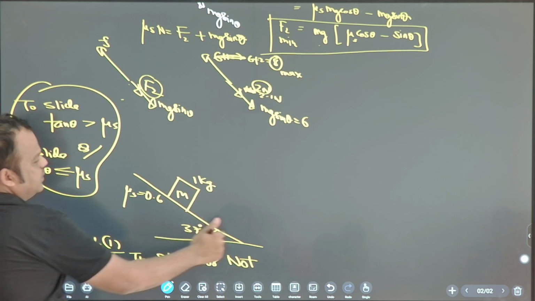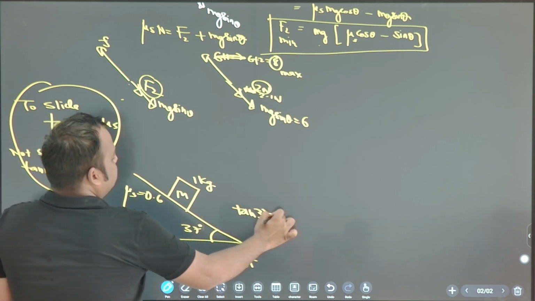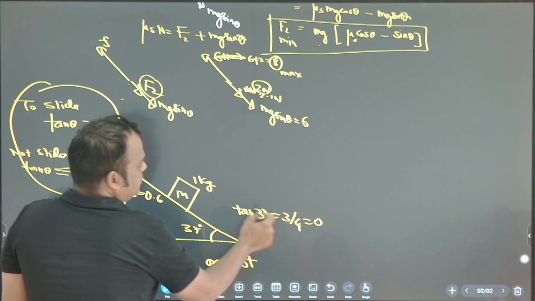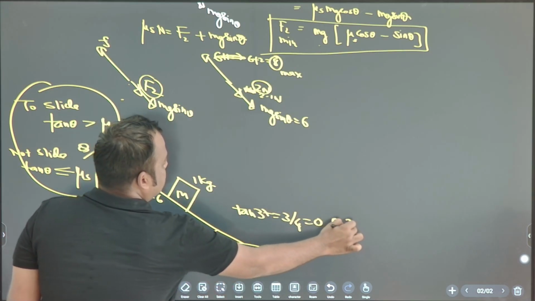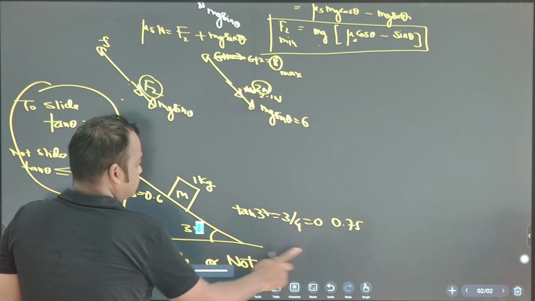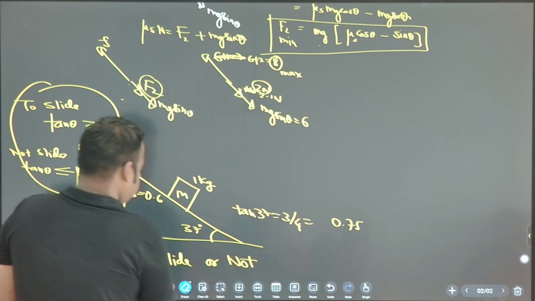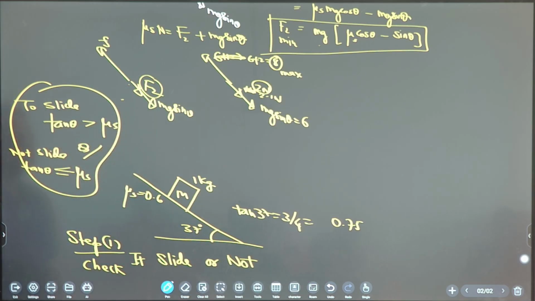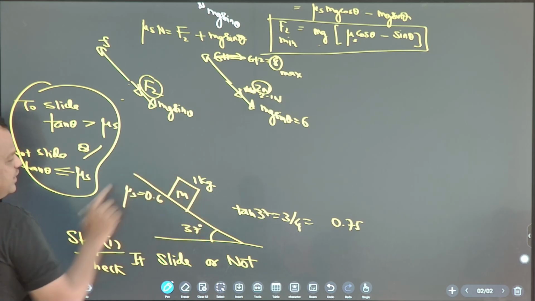So what is tan 37 here? 3 by 4, so 0.75. Tan theta is more here, so it is sliding.